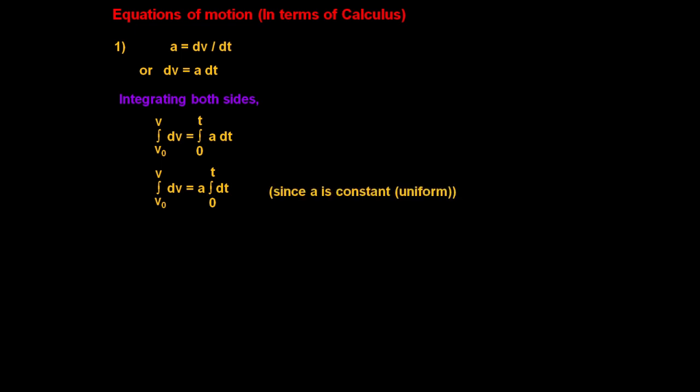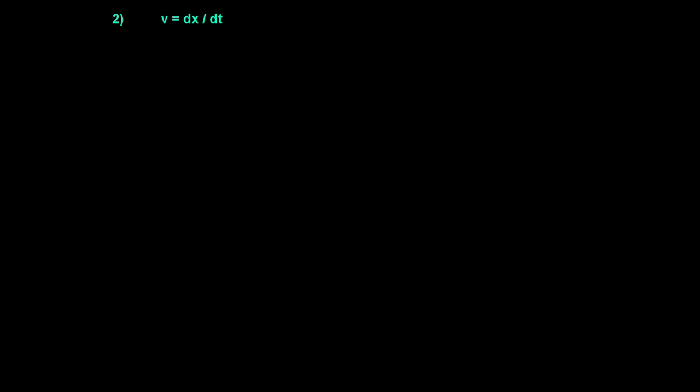So we write it as v minus v naught. By applying upper limit and lower limit, the integration of dv gives v, and the integration of dt gives t, then we get v minus v naught as at. So kindly observe what I have taught, and I am giving you the final one as v is equal to v naught plus at. Now we are doing the second equation of motion.